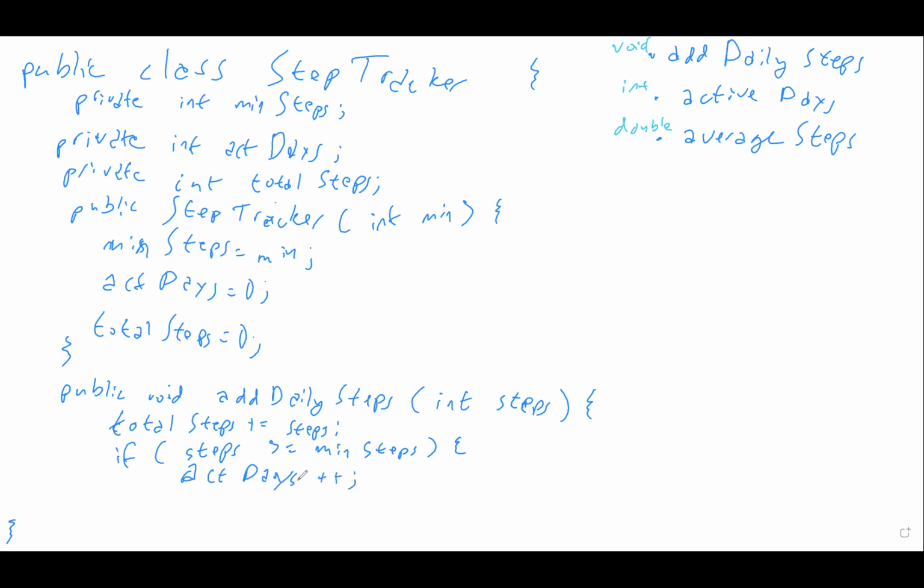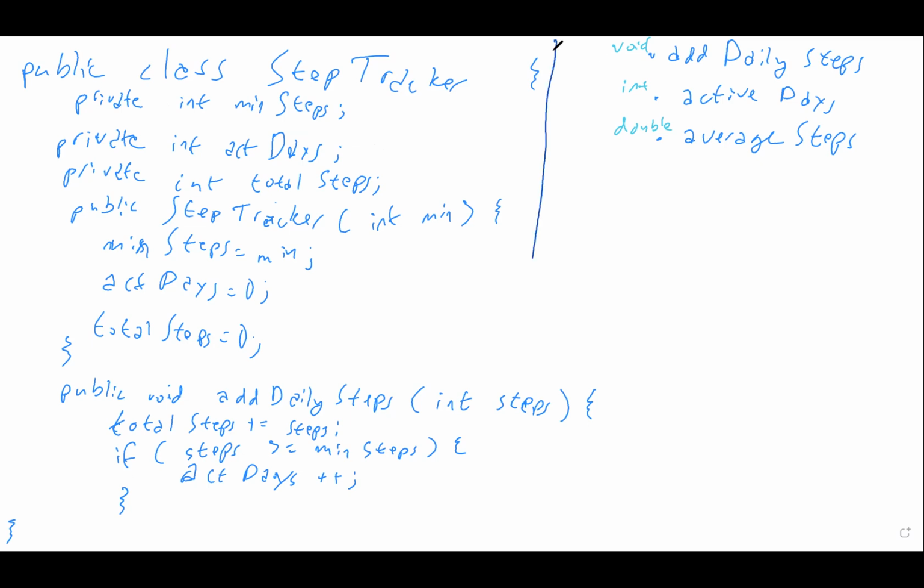So we want to increase our number of active days by 1 when we meet the threshold for a single day of activity. I think that's all we need to do in this method, because we're never going to update our min steps. That one should stay as it is. But we're going to be updating both of those in that add daily steps method.